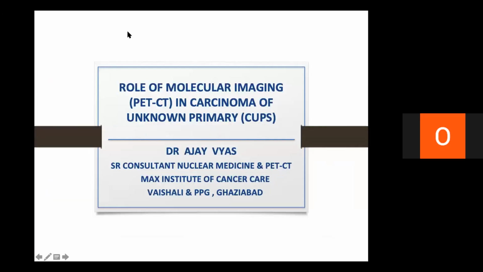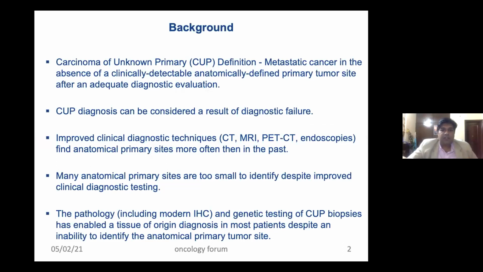So, good evening, everybody. I am Dr. Ajay Vyas, a nuclear medicine physician at Max Hospital, Delhi. Today's topic of discussion is the role of molecular imaging, especially PET-CT, in carcinoma of unknown primary. As you all know, carcinoma of unknown primary is the absence of a clinically detectable, anatomically defined primary tumor, often after an adequate diagnostic evaluation. So basically it can be considered a diagnostic failure.